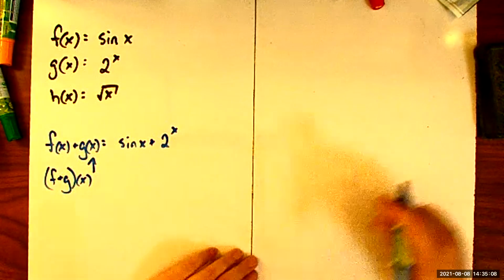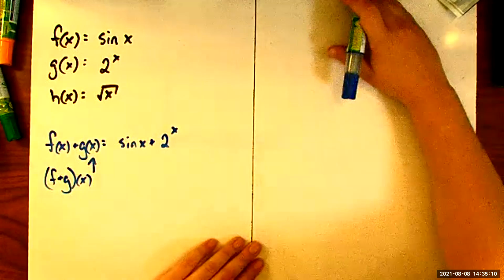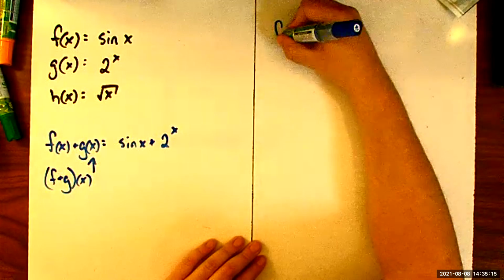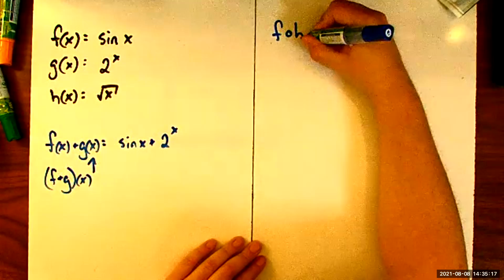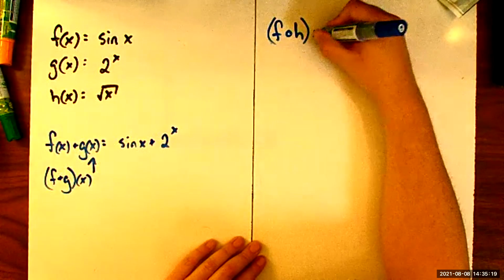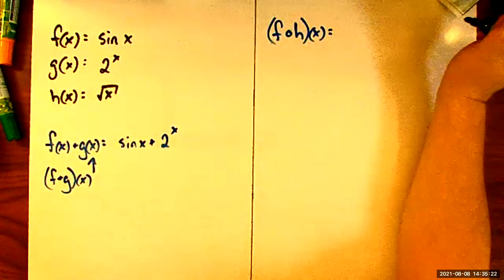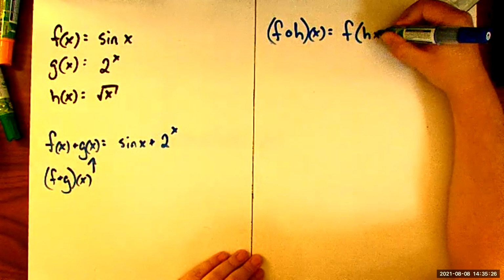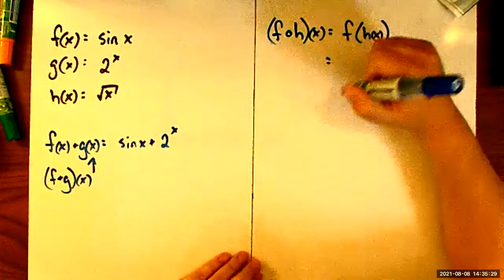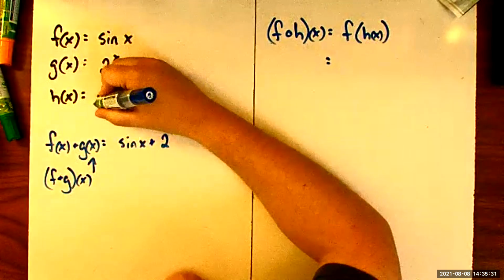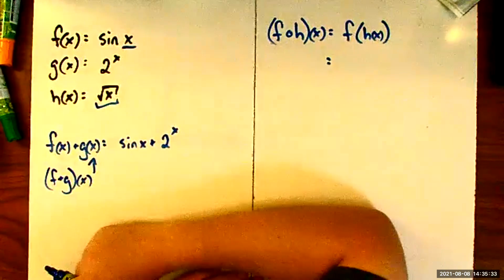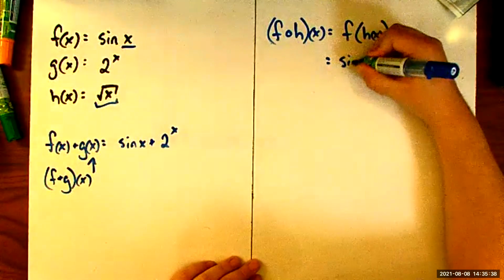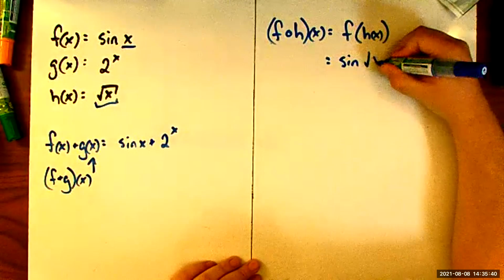Composition, though, is where we take one function and we plug it into the other function. And so, for instance, if we were to do f of h of x, what this really means is f of h of x, where you take the h of x and you plug it in everywhere where you have an x in your function. And so in this case, it would be sine of square root of x.